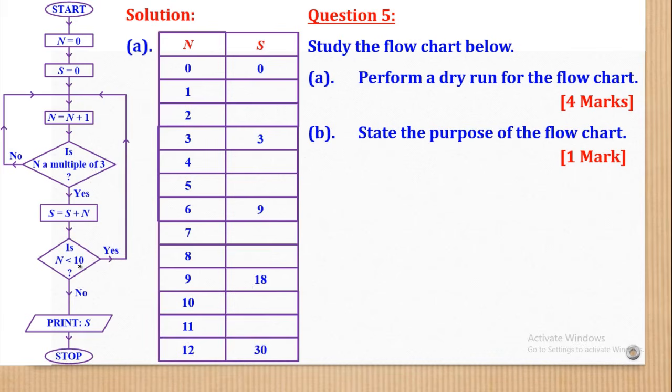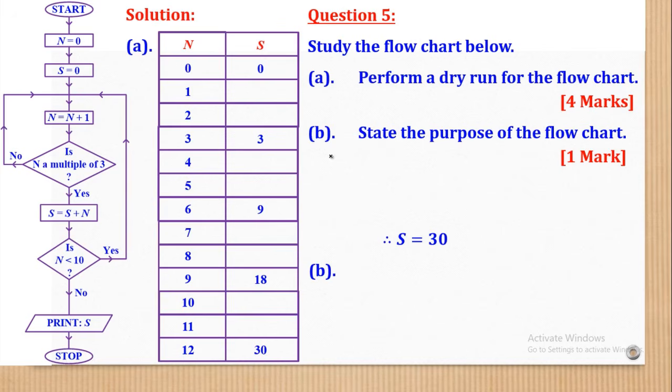Now from here you ask yourself, is n less than 10? So this value gives you an answer of no. So no takes you to the option of printing s. So printing s means that you come and write it out. That's what they mean by printing. Then after printing you go to stop. So that is where you stop.